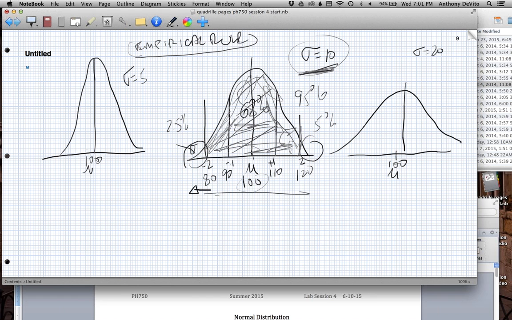Right? So at any rate, we're not going to know each other for too long. These summer sessions really fly by. So at any rate, that's 2.5%.